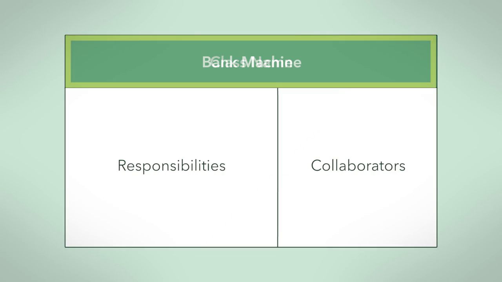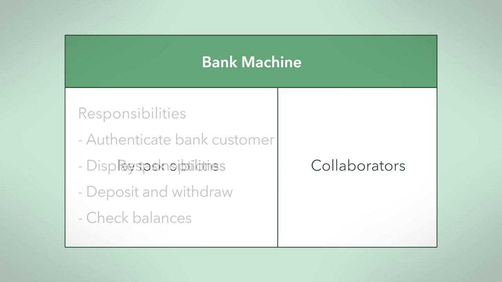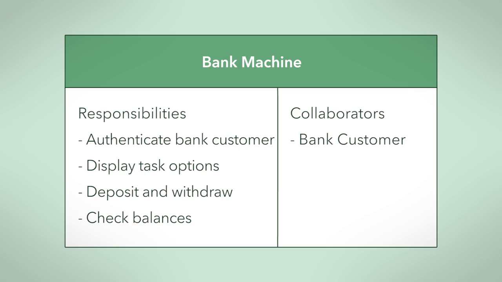Next, let's do the other component, the bank machine, on another CRC card. We write bank machine in the class name section. The machine's responsibilities include authenticate bank customer, display task options, deposit, withdraw, and check balances. And since this card interacts with the bank customer component, add bank customer to the collaborators section of the bank machine card.